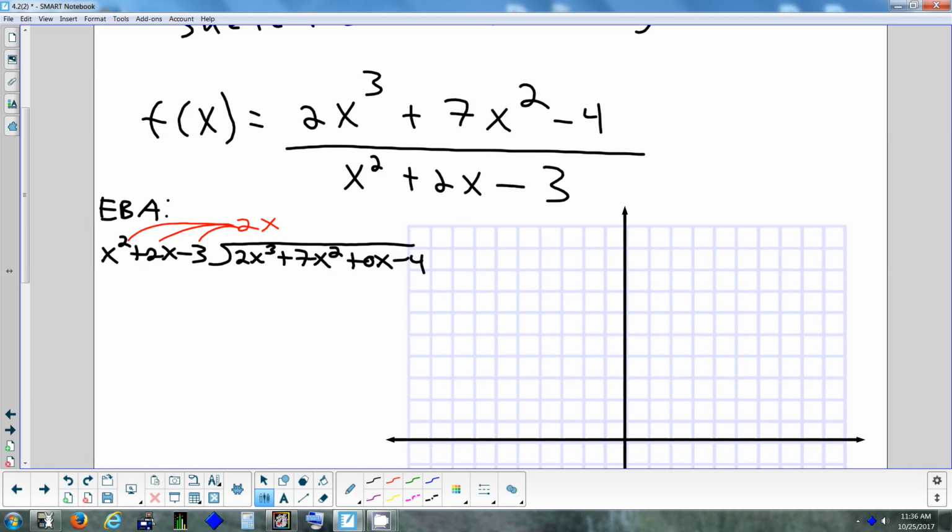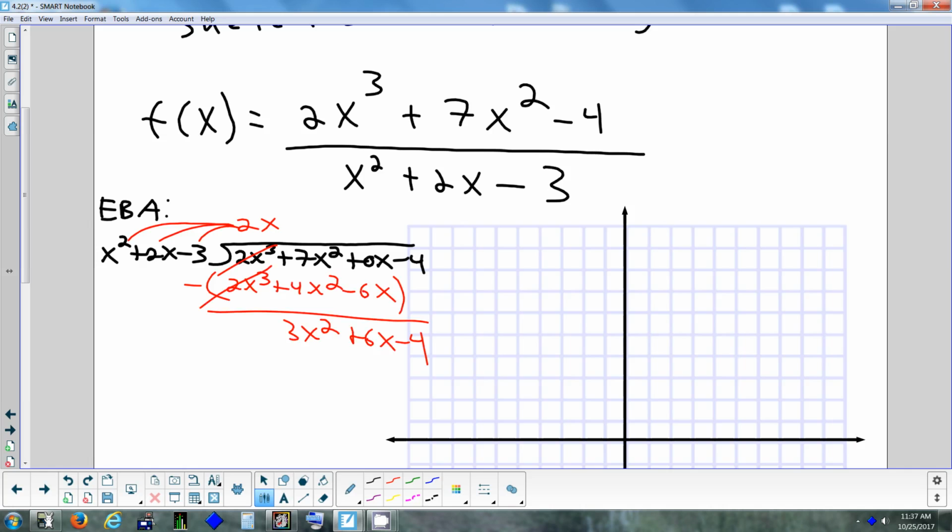Okay. So we get 2x cubed plus 4x squared minus 6x. 2x cubed minus 2x cubed, that's gone. What's 7x squared minus 4x squared? Yeah, 3x squared. Yep, 3x squared. And now 0 minus 6. What does that give me? Abby? 6 plus 6x. Okay, and now we can bring down our last term.